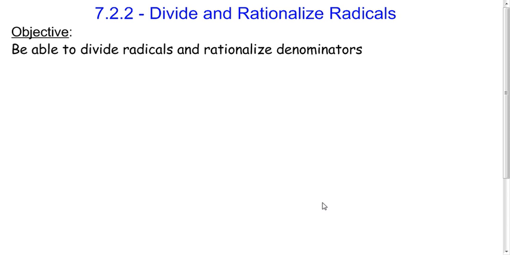Hello class, in this lesson we're going to learn how to perform division with radicals and how to rationalize denominators.